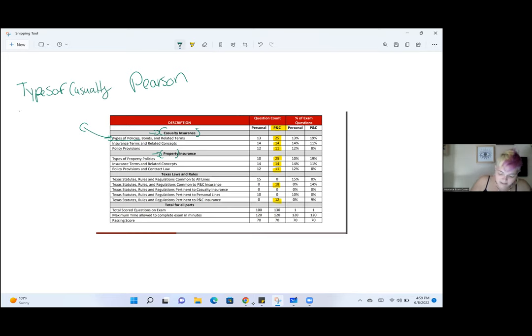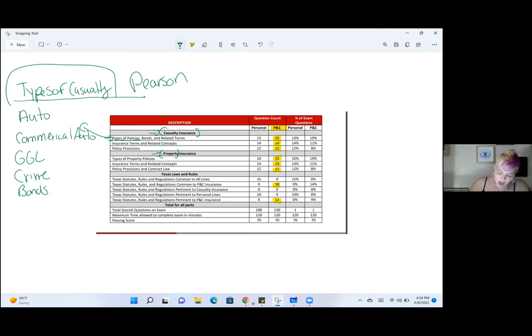What does that mean? That means auto. That means commercial auto. That means CGL. And then there's crime. And usually bonds. Sometimes they separate bonds into a different chapter, but I don't see that here. So this chapter, types of casualty, makes up auto, commercial auto, CGL, crime, bonds, and a few other things. This chapter is probably 100 pages worth of study for 25 questions. That means you need 4 pages worth of material to be prepared for one question.